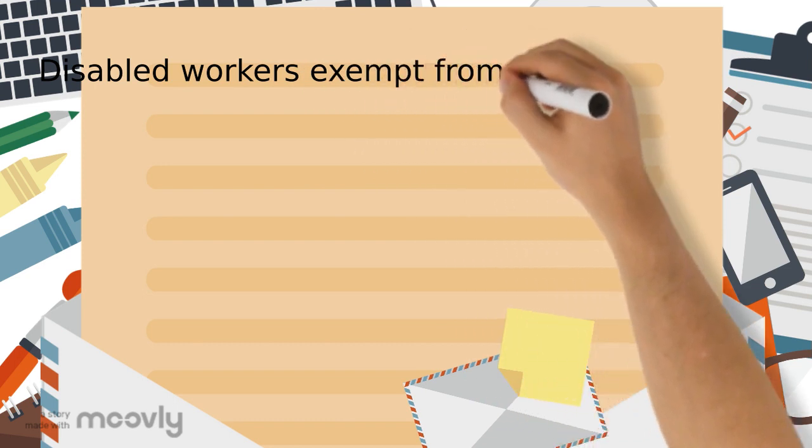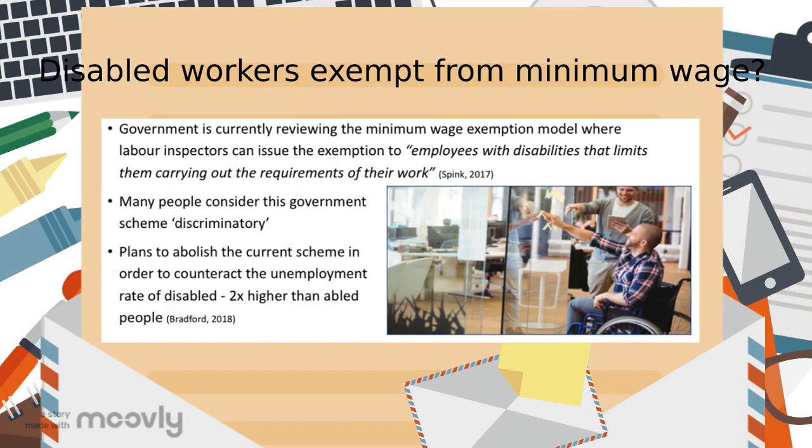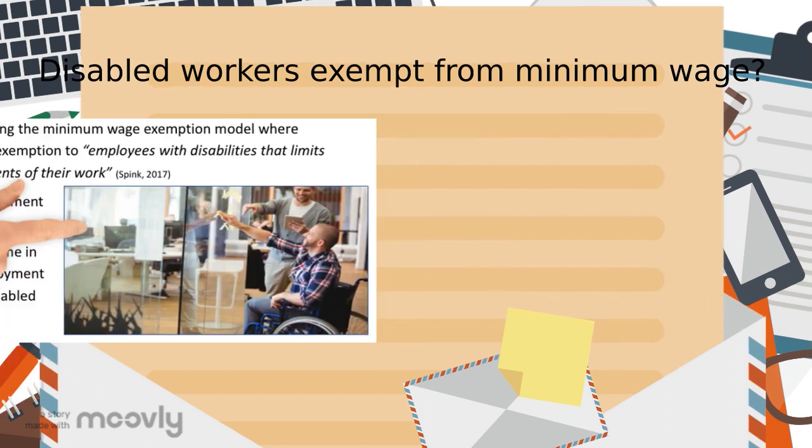There has been recent debate regarding the current minimum wage exemption model, where organisations are able to pay individuals less due to their disability. Unsurprisingly, many people have found this government scheme unfair and discriminatory, and it clearly does not align with the disability strategy's focus of supporting disabled people into employment and creating equal opportunities for them in society. However, the government plans to abolish the current scheme in order to counteract the unemployment rate of disabled individuals, which is 2 times higher than abled people.